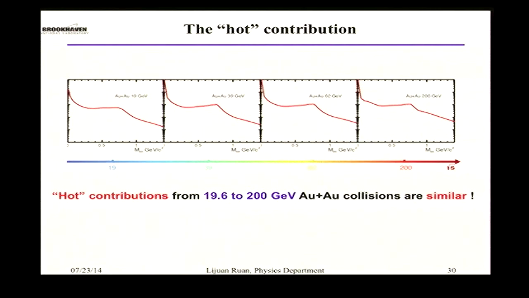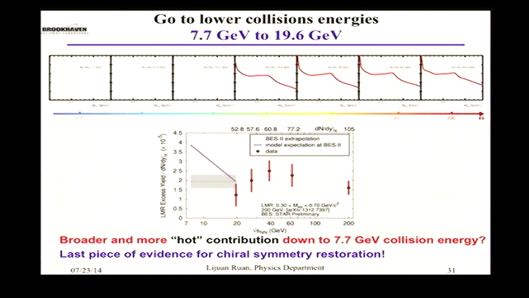Why is that? What kind of physics quantity actually drives the broadening of the spectra, because the energy differs by a factor of 10? It's a dramatic difference. It turns out one physics quantity really drives the broadening of the spectral function, but I'm not going to say what it is. You have to believe me. That physics quantity does not change from 19 GeV to 200 GeV. So that's actually very important.